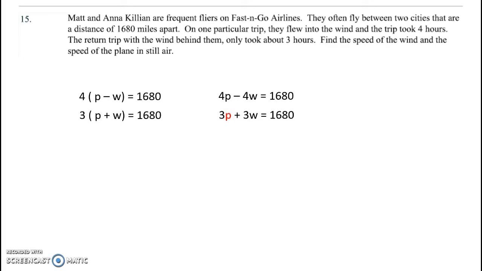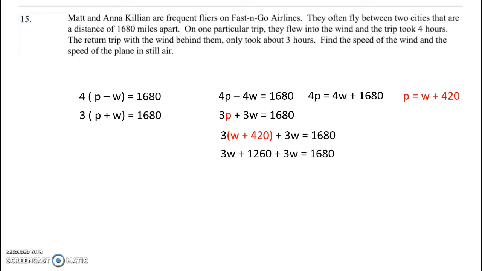Now you can solve it any way you want to. I know a lot of you like the substitution method, and in this first equation you can solve for P because 1680 is divisible by 4. So I decided to go that route. I need to get P by itself, so I'm going to divide everything by 4, and I get P equals W plus 420. I'm going to substitute that in for P right here, and we get that. Then I'm going to distribute my 3. I've got like terms right here and right here.